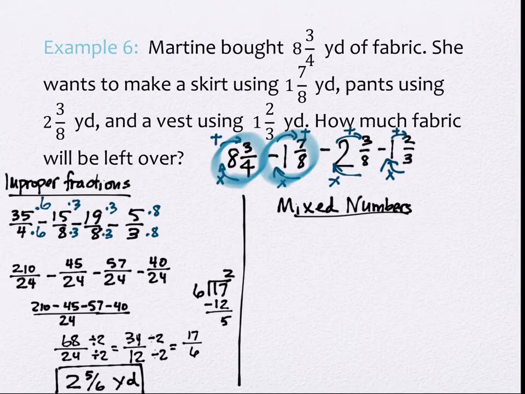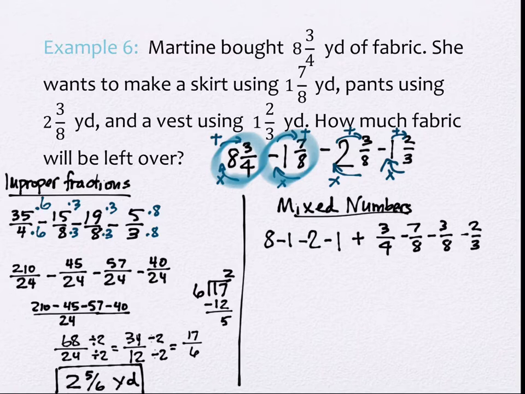So as I'm separating this, I've got the 8 at the beginning, and then I have minus the 1 from the 1 and 7/8, minus the 2 from the 2 and 3/8, and minus the 1 from the 1 and 2/3. And then I have the addition of 3/4, and then I have minus all the fractional pieces, so minus 7 over 8, minus 3 over 8, and minus 2 over 3. Okay, everybody okay with that? The first part's really nice, right? 8 minus 1 minus 2 minus 1, what do I get? It's 4. So the first part's 4.